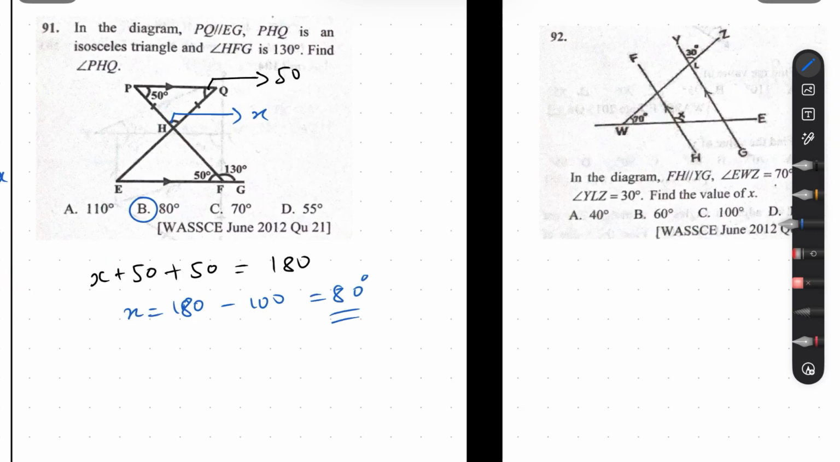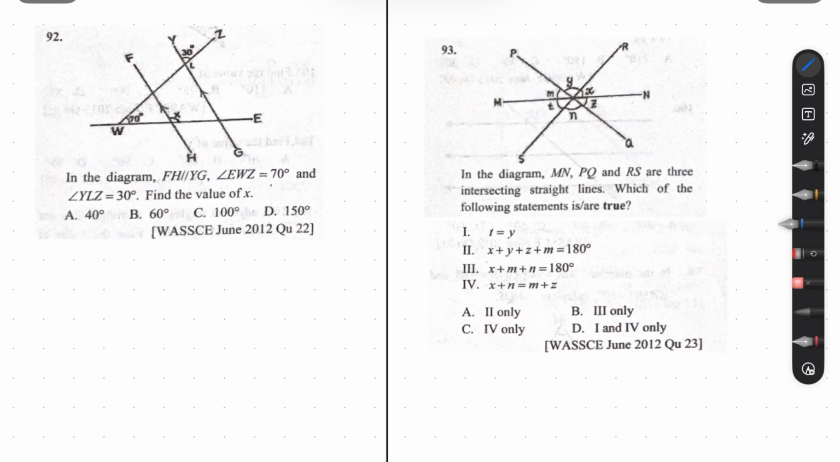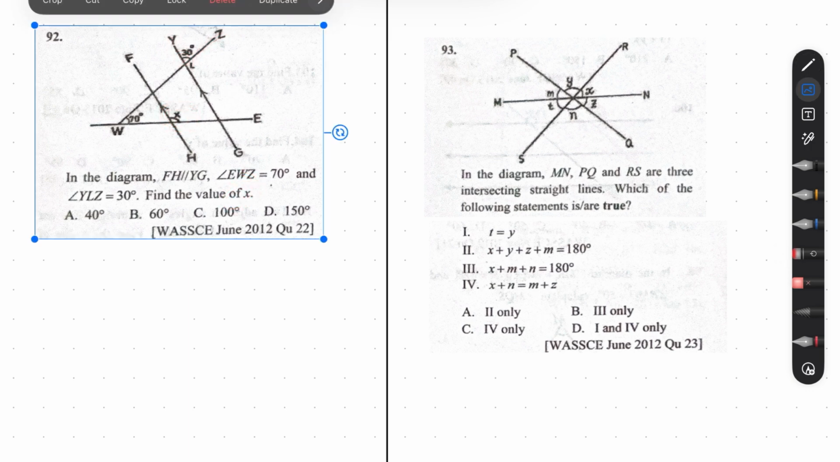Let's move on to question number 92. The question says, in the diagram, FH is parallel to YG. This and this are parallel. Angle EWZ is 70, and YLZ is 30. Find the value of x. So we're looking for this x. Let me just expand this so we can see it properly.